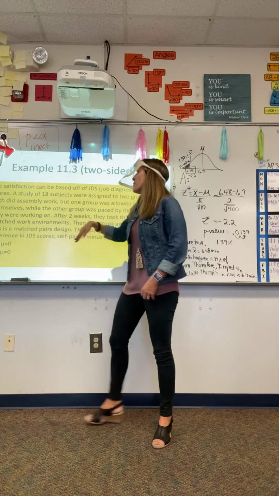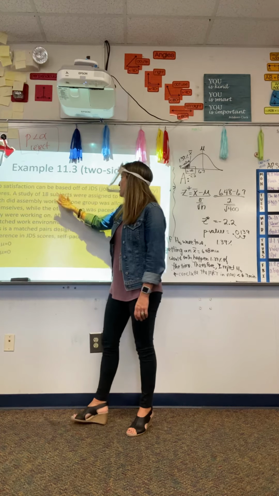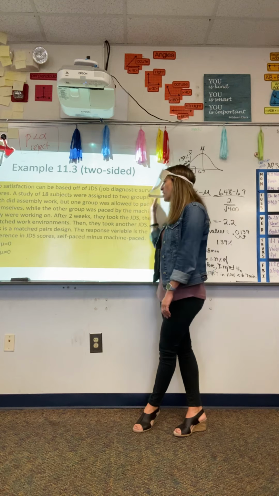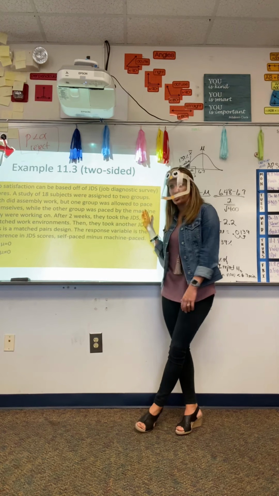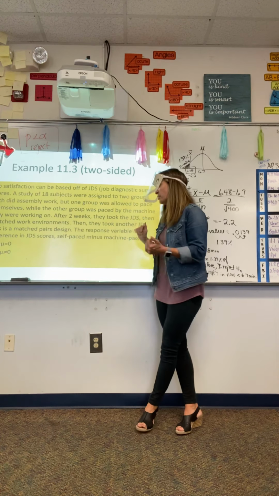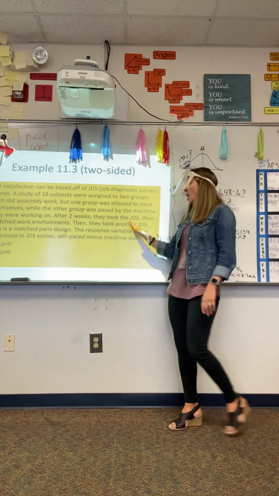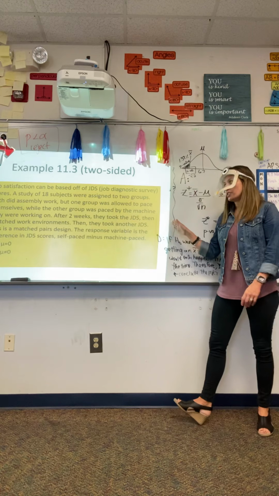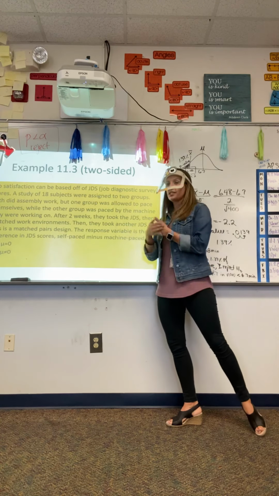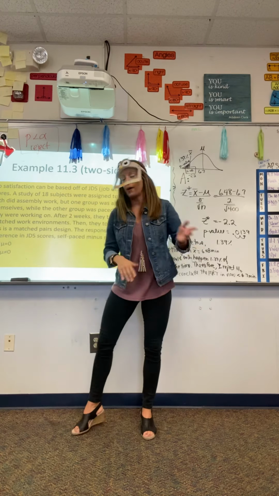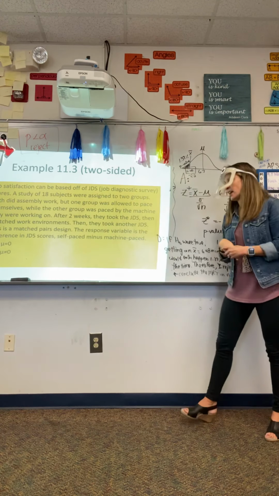Job satisfaction. People did assembly work. We have 18 subjects. One group was able to pace themselves. The other one was paced by the machine. So the machine was moving them along, okay? After 2 weeks, they took the job diagnostic survey and then switched work environments. So this is a matched pairs design, okay? We're doing machine paced, self-paced. We're trying to see which one is what's going on.